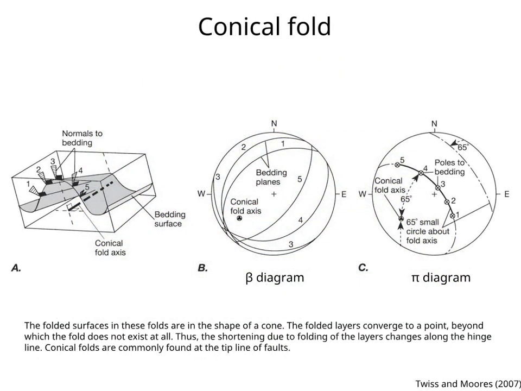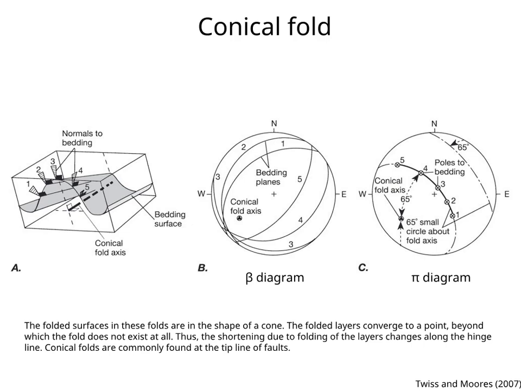Another type of folds are conical folds. The folded surfaces in these folds are in the shape of a cone. The folded layers converge to a point, beyond which the fold does not exist at all. Thus, the shortening due to folding of the layers changes along the hinge line. Conical folds are commonly found at the tip line of faults.